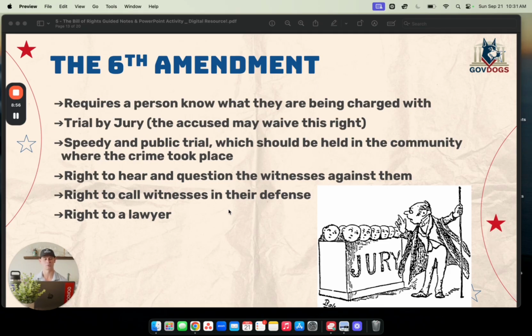Right to hear and question the witnesses against them. So if somebody is testifying against you, you have the right to question them. Right to call witnesses in your defense. So if you have people that can prove that you are not guilty or were not at the scene of the crime, you have the right to do that. And you also have the right to a lawyer, which again, you can waive if you'd like.